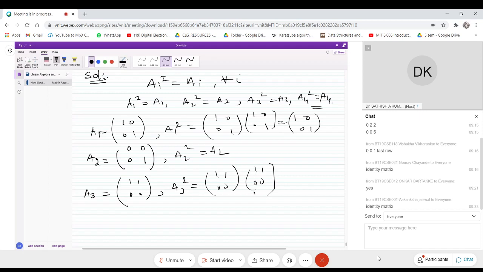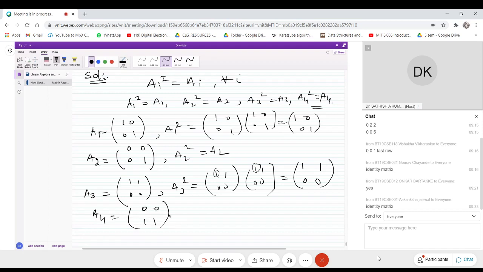I'll just multiply, this is 1 and then 0. So I'll get 1, and then if I do this one, this with this, okay, so I'm getting that. Because you have only one 1 here, it will multiply over here and give 1, and the rest of the entries are 0. That's the same thing you will get. And similarly, A4 also you will get different things.